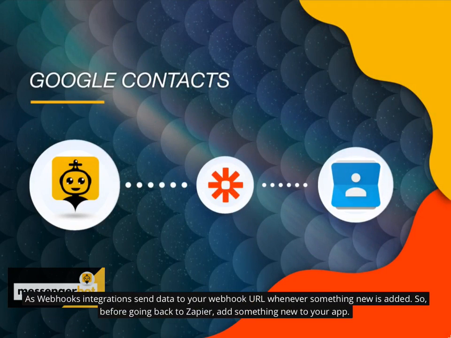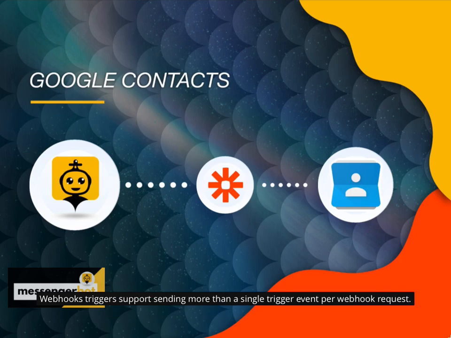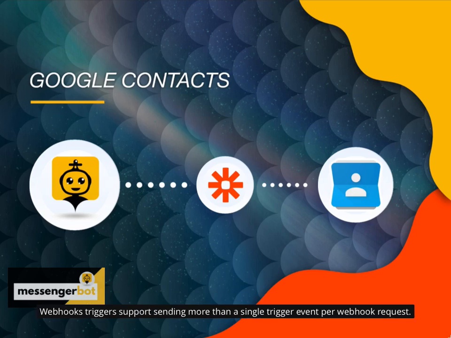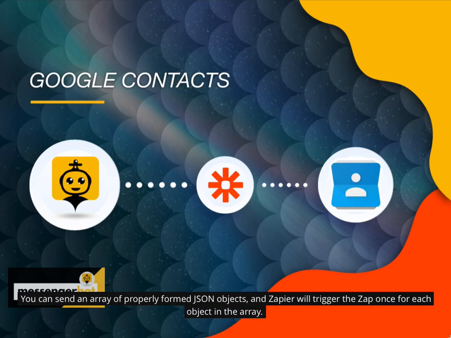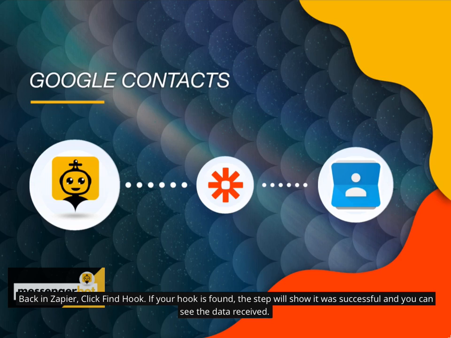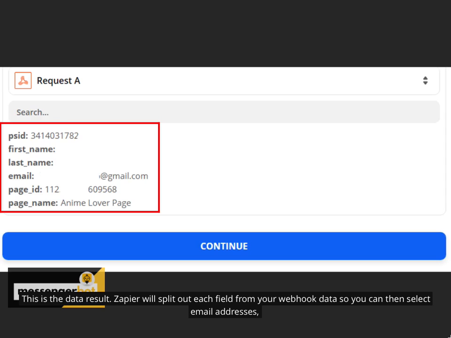As Webhook's integrations send data to your Webhook URL whenever something new is added, before going back to Zapier, add something new to your app. Webhook's triggers support sending more than a single trigger event per webhook request. You can send an array of properly formed JSON objects, and Zapier will trigger the zap once for each object in the array. Back in Zapier, click Find Hook. If your hook is found, the step will show it was successful and you can see the data received. This is the data result.